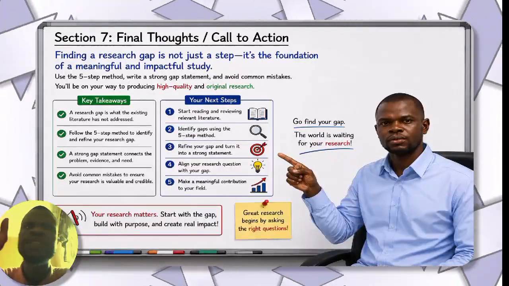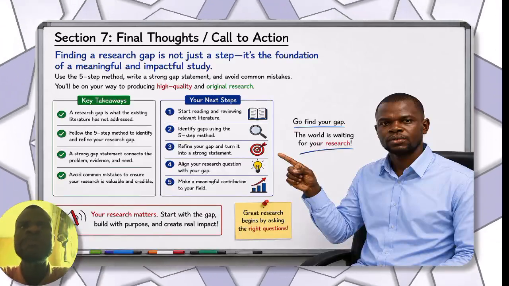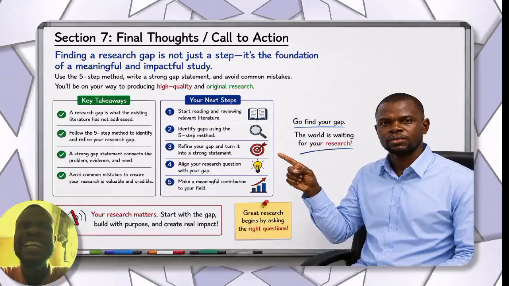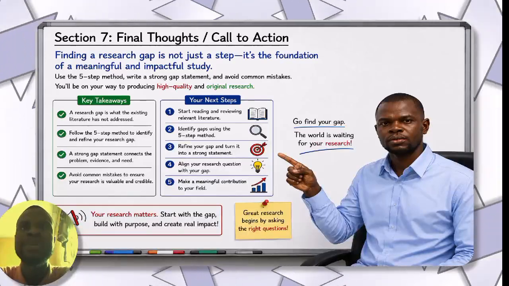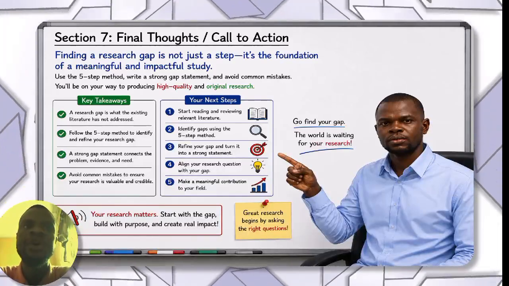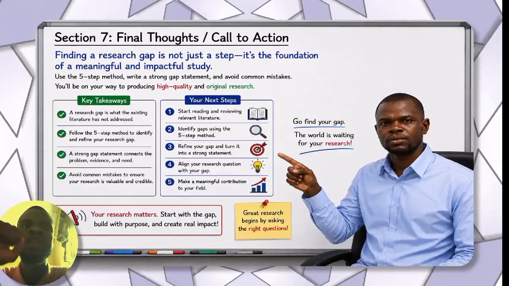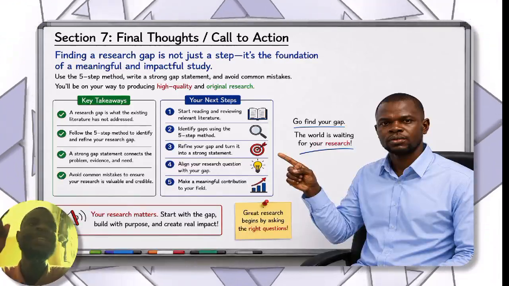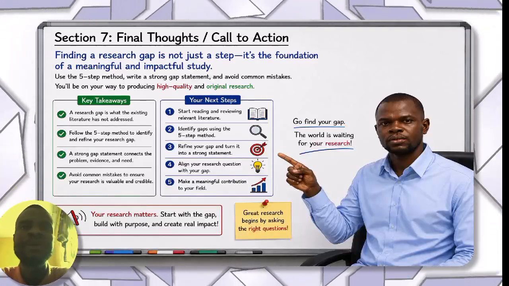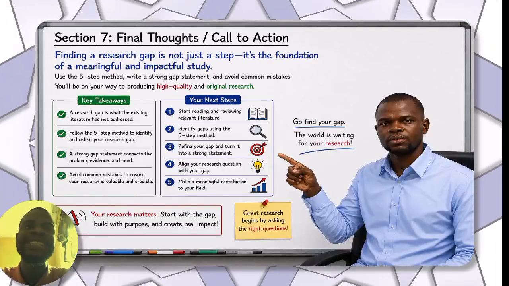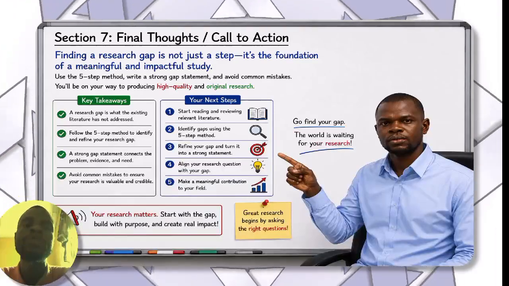Finding a strong research gap is not about randomly searching for untouched topics. It is about carefully analyzing the literature to discover contradictions, missing perspectives, weak evidence, underexplored areas, and unanswered questions. The best researchers do not simply read papers. What they do is analyze patterns across many papers. Once you master this skill, writing research proposals, theses, and journal articles becomes much easier.